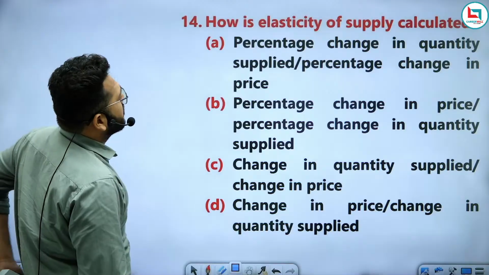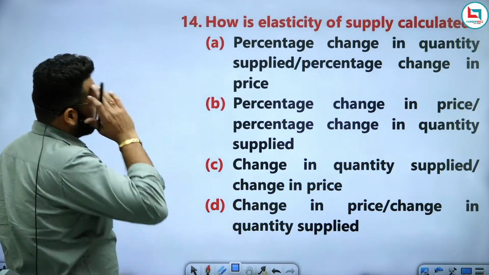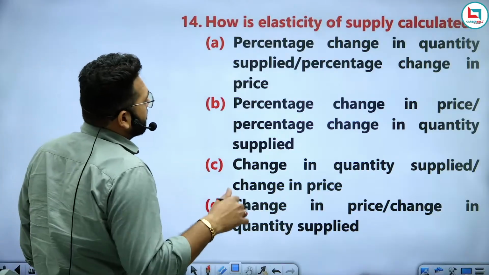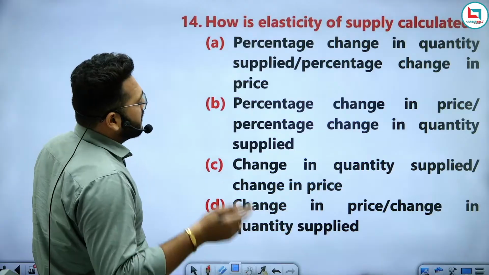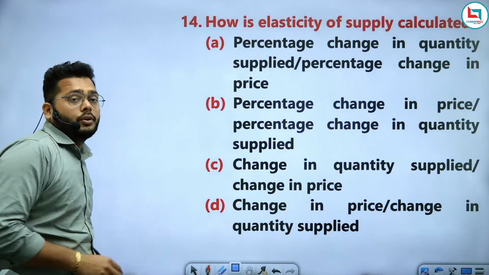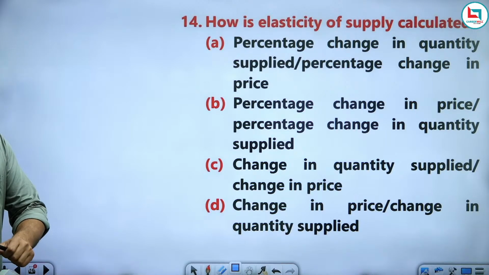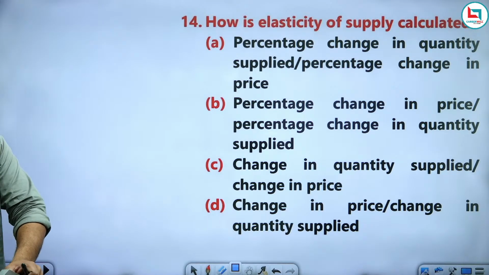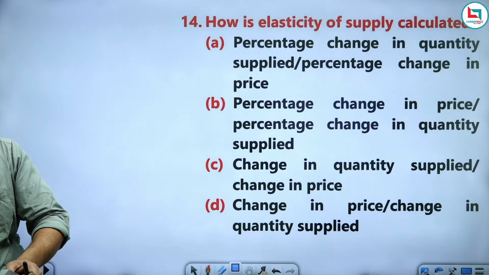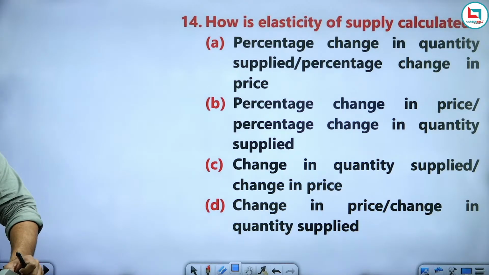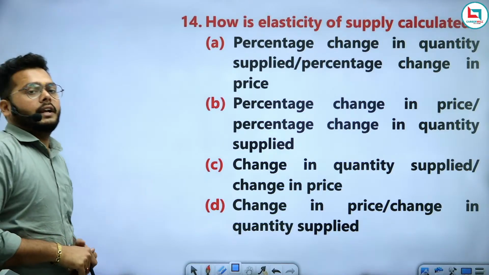Now, how is elasticity of supply calculated? Percentage change in the quantity supplied upon percentage change in the price, or percentage change in the price upon percentage change in the quantity supplied, or change in quantity supplied upon change in price, or change in price upon change in quantity supplied. Very very important question, I have just told you all. Tell me fast. What will be your right answer?